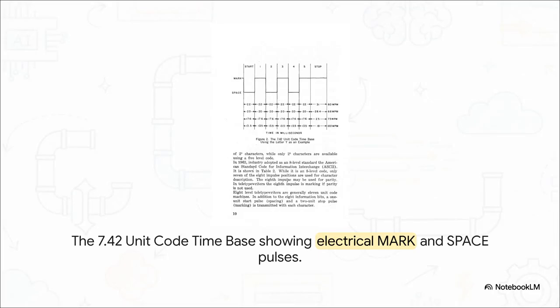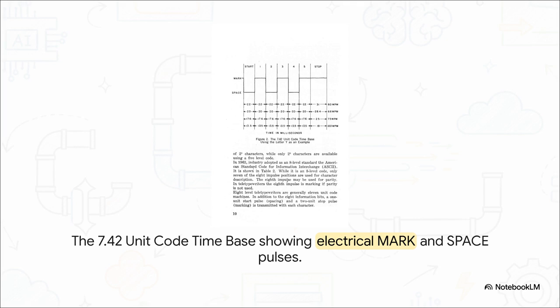To find the real solution, we actually need to look backward to the physical history of what researchers call the universal interface. Pure, exact text running on a teletypewriter, or TTY. Before we had screens, we had these incredible electromechanical typewriters that transmitted text over telegraph wires using raw electricity. This archival diagram here, the 7.42 unit code time base, shows exactly how a letter, in this case the letter Y, was broken down into physical electrical pulses.